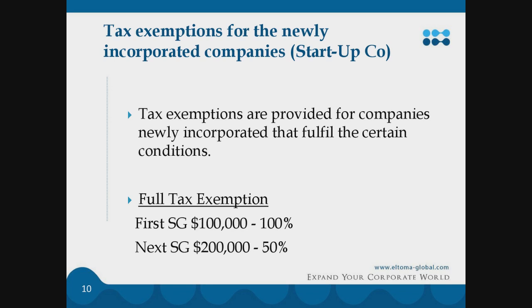So the first 100,000 are non-taxable. The next 200,000 Singapore dollars are deductible in the amount of 50%. So there we can find 300,000 Singaporean dollars. On the first 300,000 Singaporean dollars, we have tax exemptions. So for all startup companies, it's a good opportunity. It's an attractive jurisdiction because there is a tax exemption even at 100%.